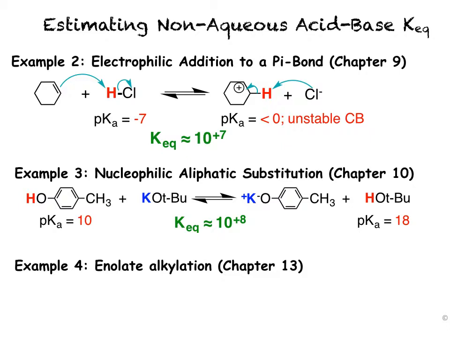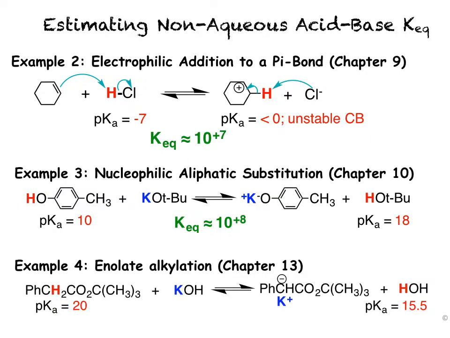This is going to be from an enolate alkylation, and this is going to be chapter 13 in these visual presentations. So the reaction is the ester on the left is going to lose a proton. The most acidic proton on that ester has a pKa of around 20. We're going to treat this with potassium hydroxide. So OH minus is going to be the base, and we're going to get the two products on the right hand side. The two acids are the ester, where we're going to call that the alpha proton because it is alpha to the carbonyl of that substrate, pKa of 20, and the alcohol on the right, pKa of 15.5.